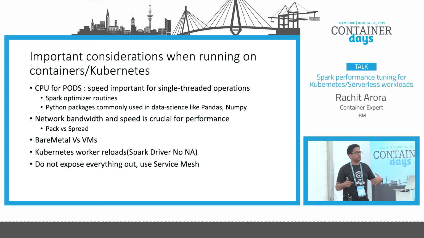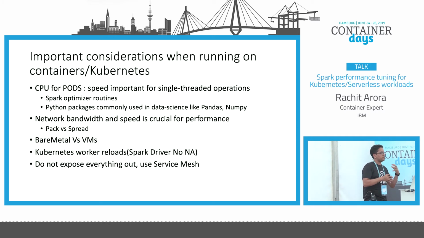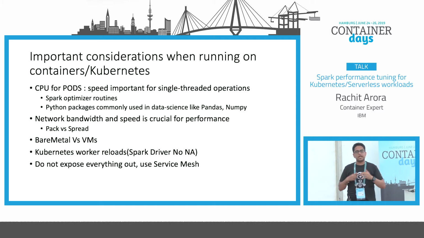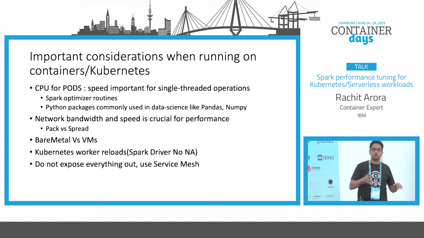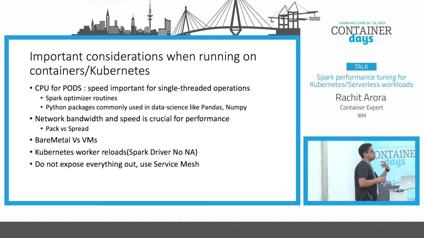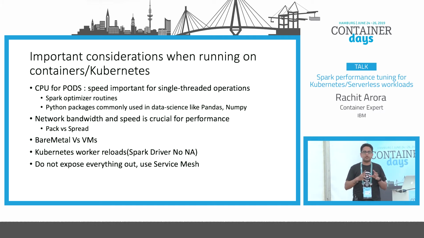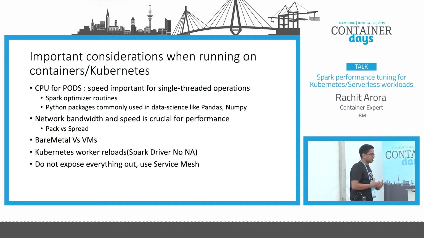There are also many Python libraries like Pandas and NumPy that are not written for parallel workloads. So you need to give more CPU to your pods if you have more workloads like that. Then you also need to consider the network bandwidth when you are scheduling your pods. If you are scheduling all your pods to one machine, you may be choking the network bandwidth of that machine, and you may want to spread your workload so that your network does not become a bottleneck.